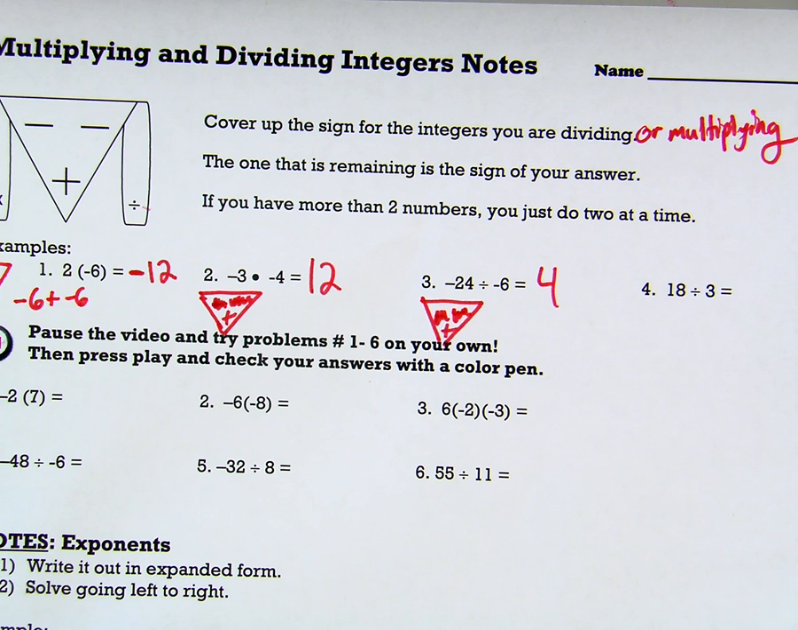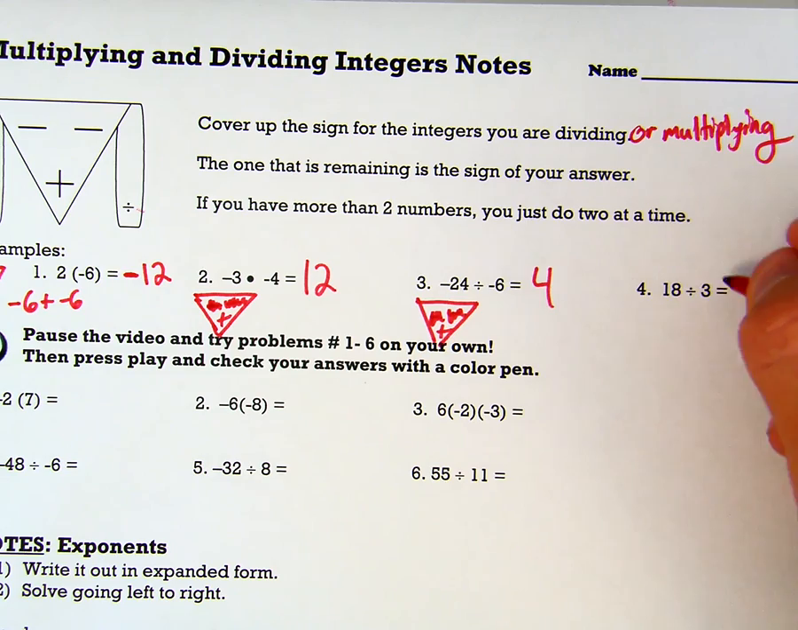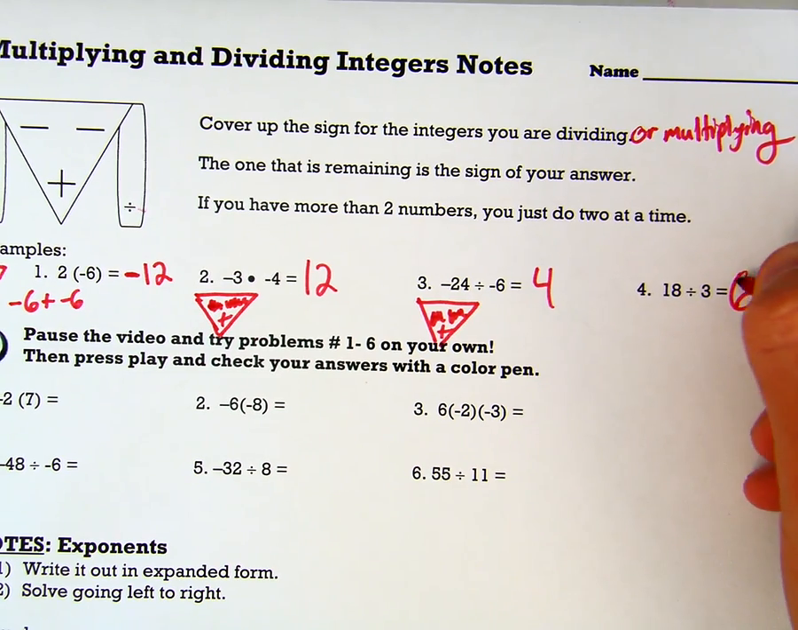This is a problem you guys have seen before. It's a positive divided by a positive. There's no need for me to draw the triangle or the sleeping dog when I have 2 positives. So it's just 18 divided by 3 is 6.